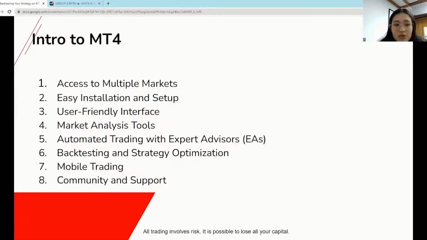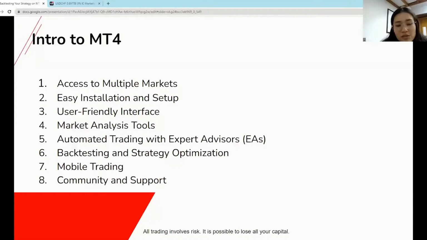One of the key features of MT4 is the ability to use EAs. EAs are automated trading systems that can execute trades on your behalf based on predefined trading strategies. MT4 allows you to develop your own EAs or use the existing ones from the community. Next, backtesting. MT4 also enables you to backtest and optimize your trading strategies using historical data. You can test your strategies against past market conditions to evaluate their performance and make the necessary adjustments.